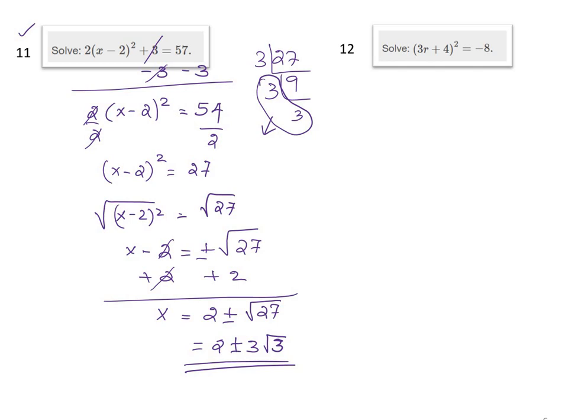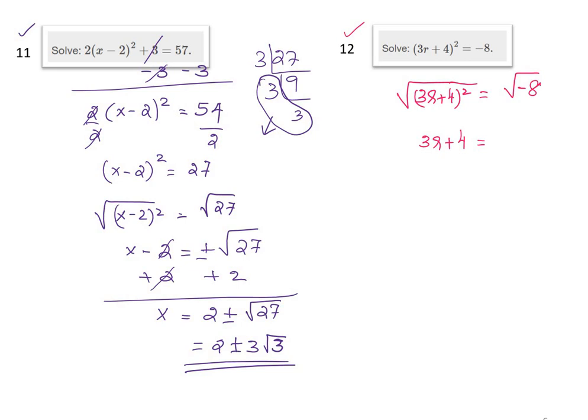Okay. And one more question, that is 12. So again, a similar one. Here we have 3r plus 4 the whole square is equal to negative 81. So it's a square term on one side, and on the other side we have a constant. So we can directly take the square root on both sides, right? So 3r plus 4 is equal to the square root of negative 81, right? And this is a negative number inside the radical.